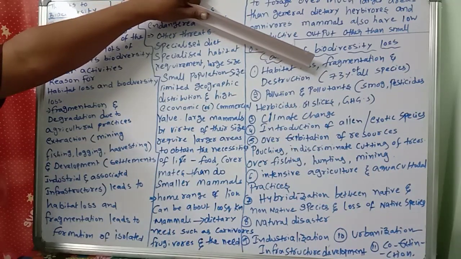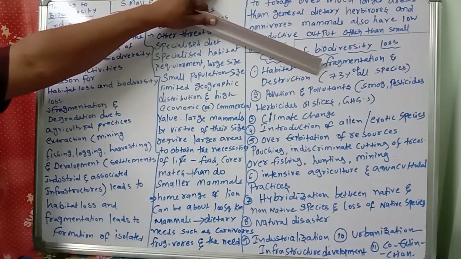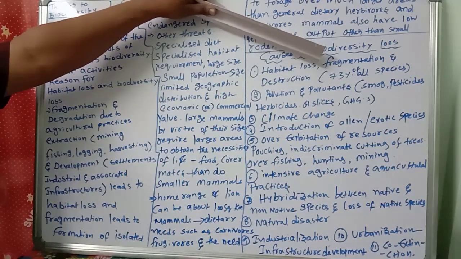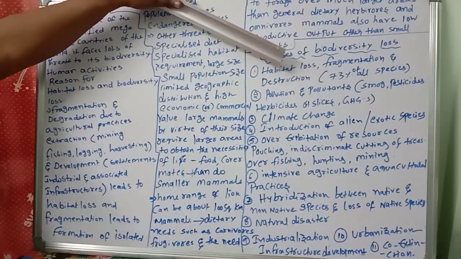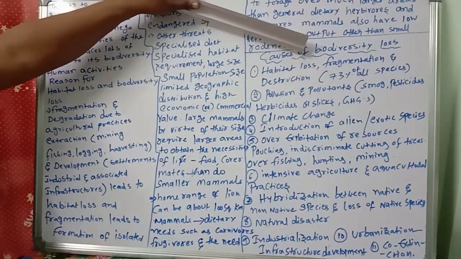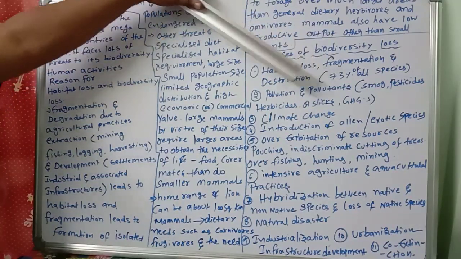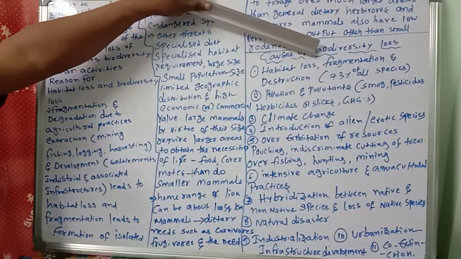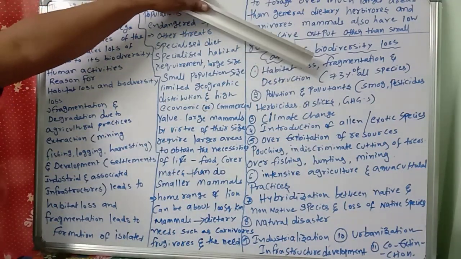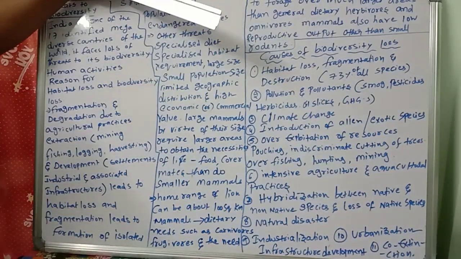About 73% of all species are affected. 73% of all species are being lost because of habitat loss, fragmentation, and destruction. Habitat loss means we are completely damaging habitats. Fragmentation means we are breaking them down. Destruction means completely destroying. Because of habitat loss, fragmentation, and destruction, 73% of all species are going extinct.